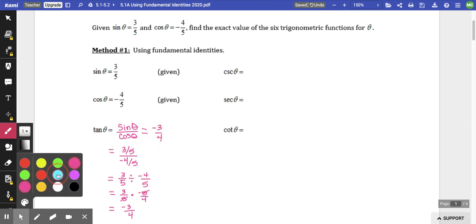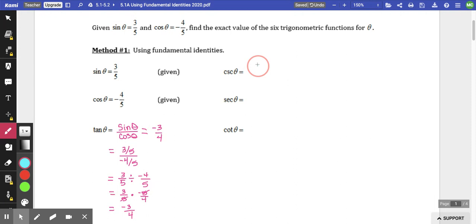And I move on to cosecant of theta. Now in terms of sine and cosine, cosecant is 1 over sine. So using my given information again, I would just now replace sine of theta with what sine of theta is equal to, 3/5. And again, 1 divided by 3/5 would give me 1 times 5/3, which would just be 5/3.